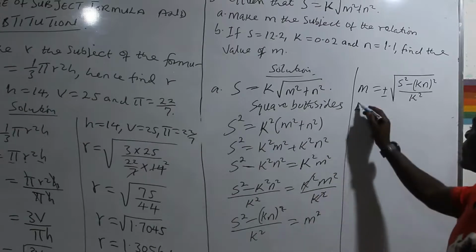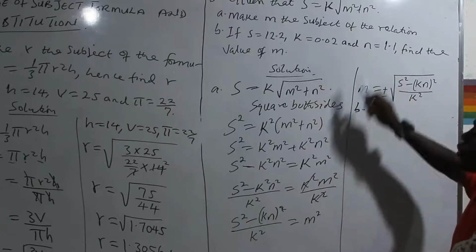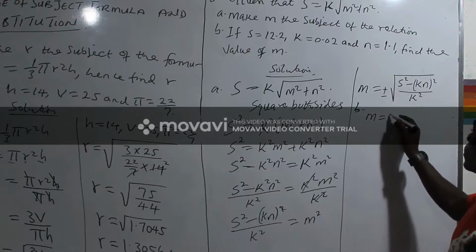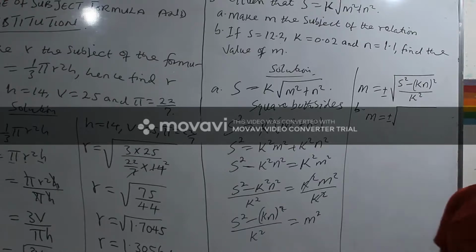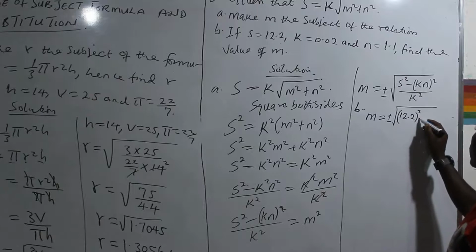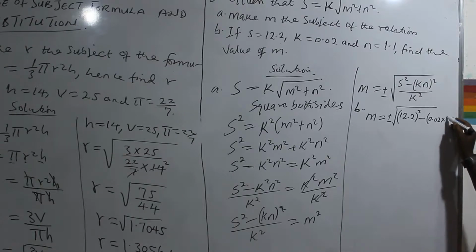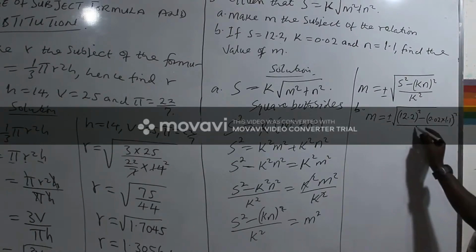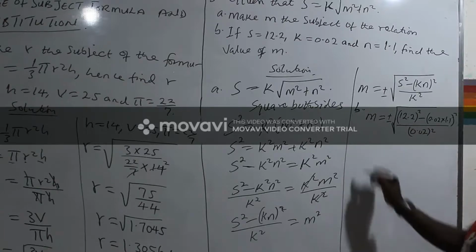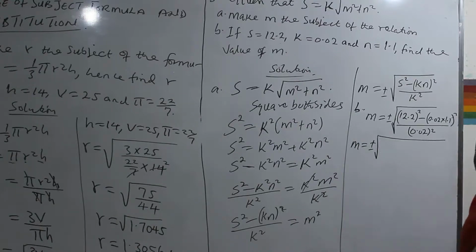So we are now going straight to B. B says S is 12.2, K is 0.02, and N is 1.1. So we make our substitution and have M equals plus or minus the square root of S squared, that is 12.2 all squared minus KN, means K times N. So we are going to have 0.02 times 1.1 all squared all over K, which is 0.02 squared. Okay? So our M is going to be plus or minus. You calculate this and you tell us what you have. Okay? As I also do mine.